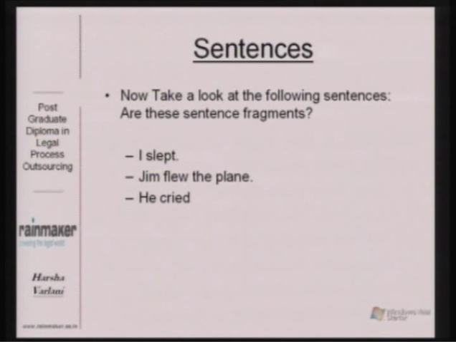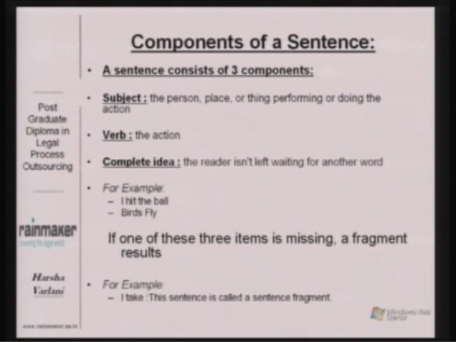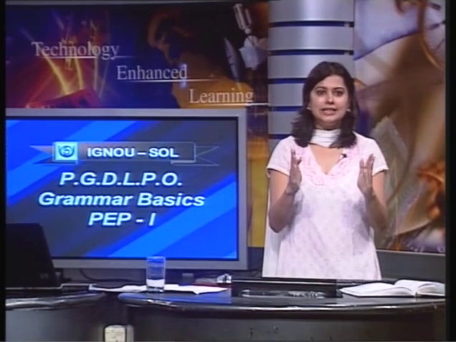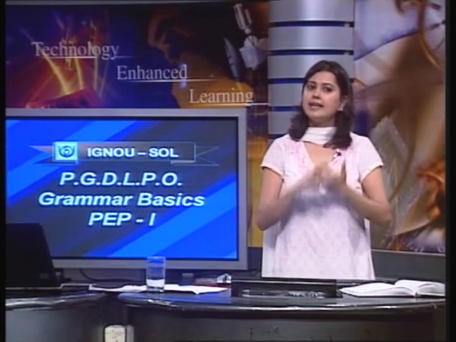So then what is the difference between these sentences? The sentences on this particular side are called sentence fragments. So how do we define what exactly is a sentence and what exactly is a sentence fragment? A sentence consists of three important components. It contains a subject, that is a person, place, or thing performing the action. It contains the verb, which is the action, and it contains a complete idea, so the reader isn't left waiting for another word. When I say he cried, you are not waiting for another word because it is complete. It gives you the subject he, the verb cried, and the idea.